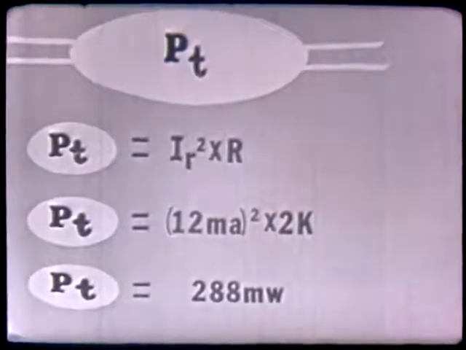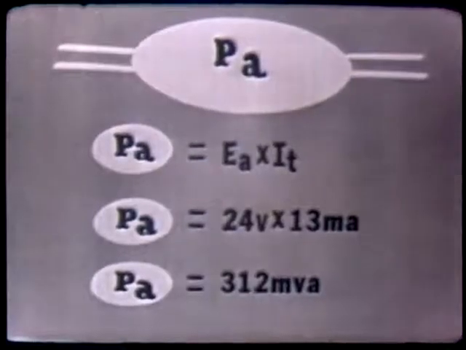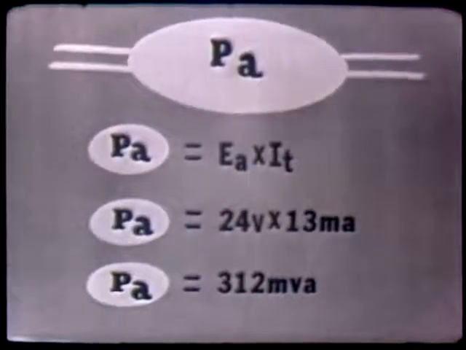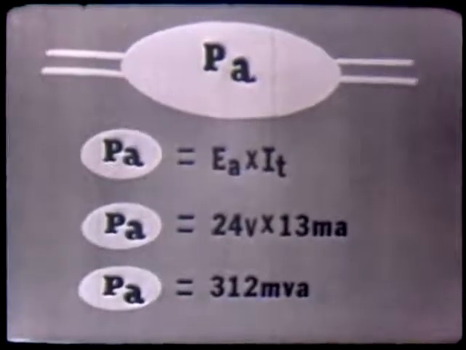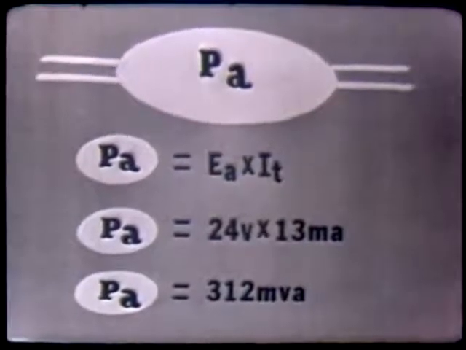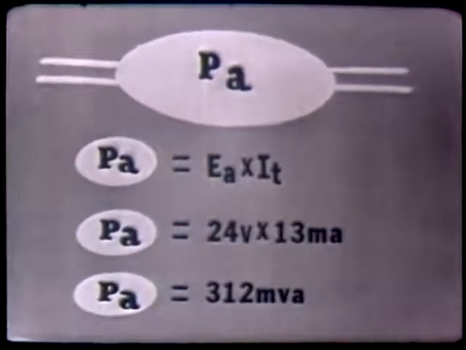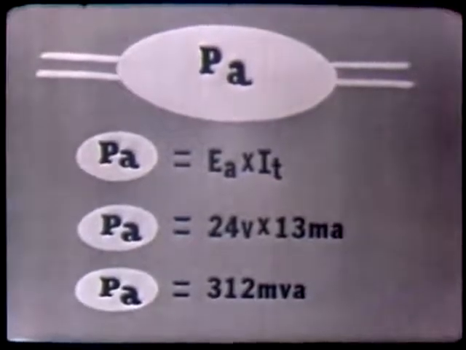Now, as in any reactive circuit, we also have another power, and that is the apparent power, PA. And that is equal to the applied voltage times the total current. Substituting into this formula, you can see we have 312 millivolt-amperes of apparent power. Now recall, apparent power is the power delivered to the circuit by the generator.